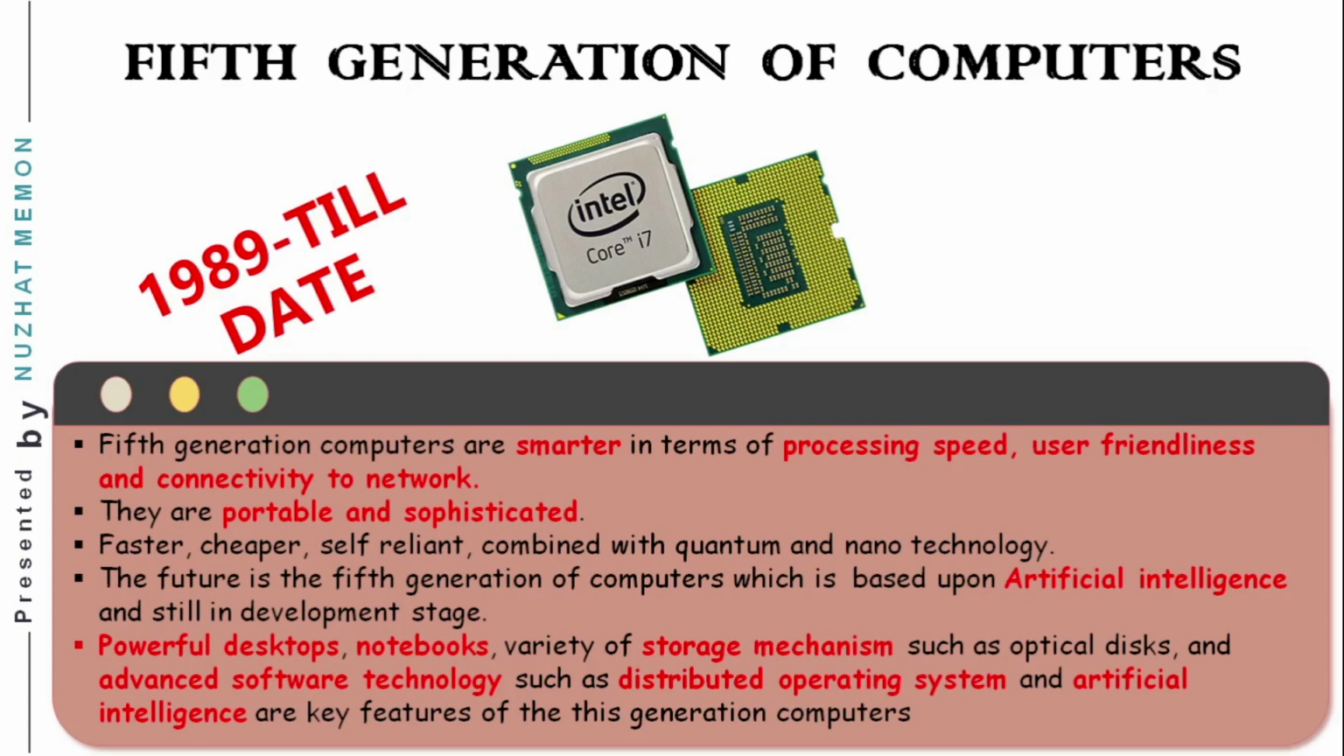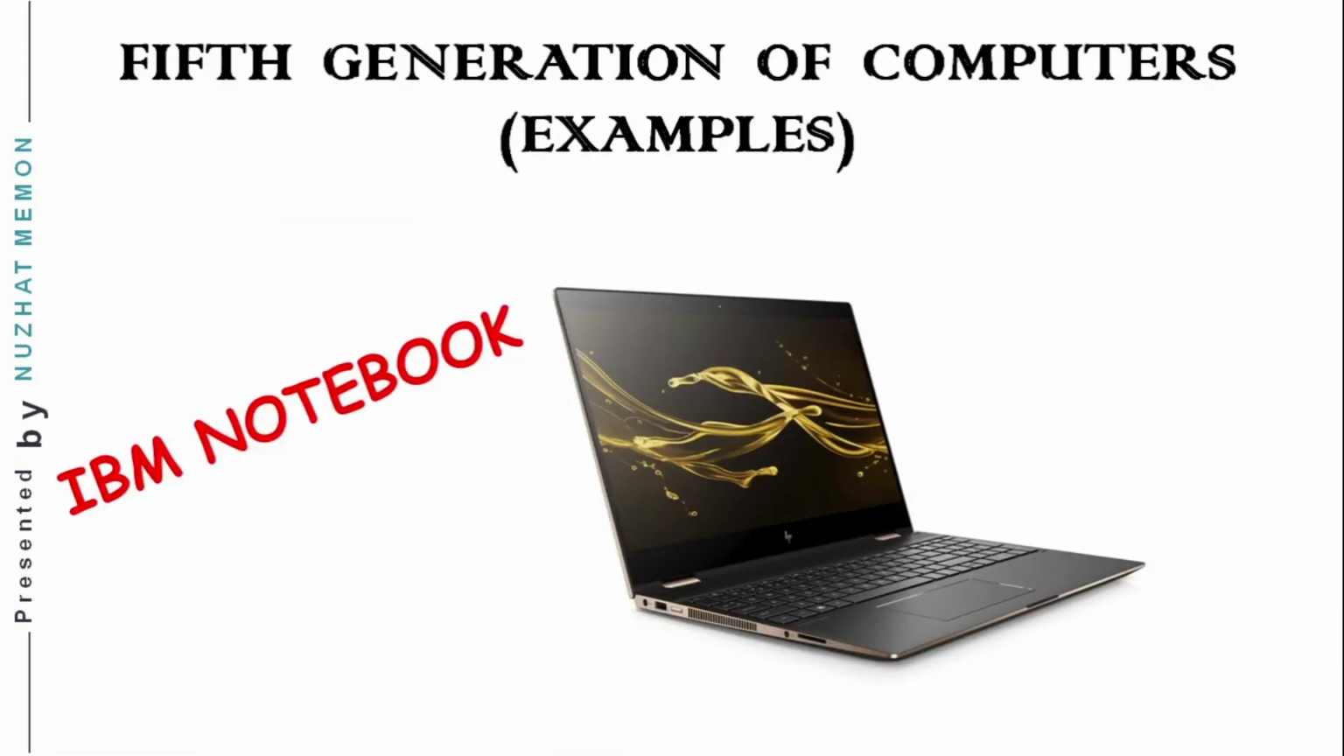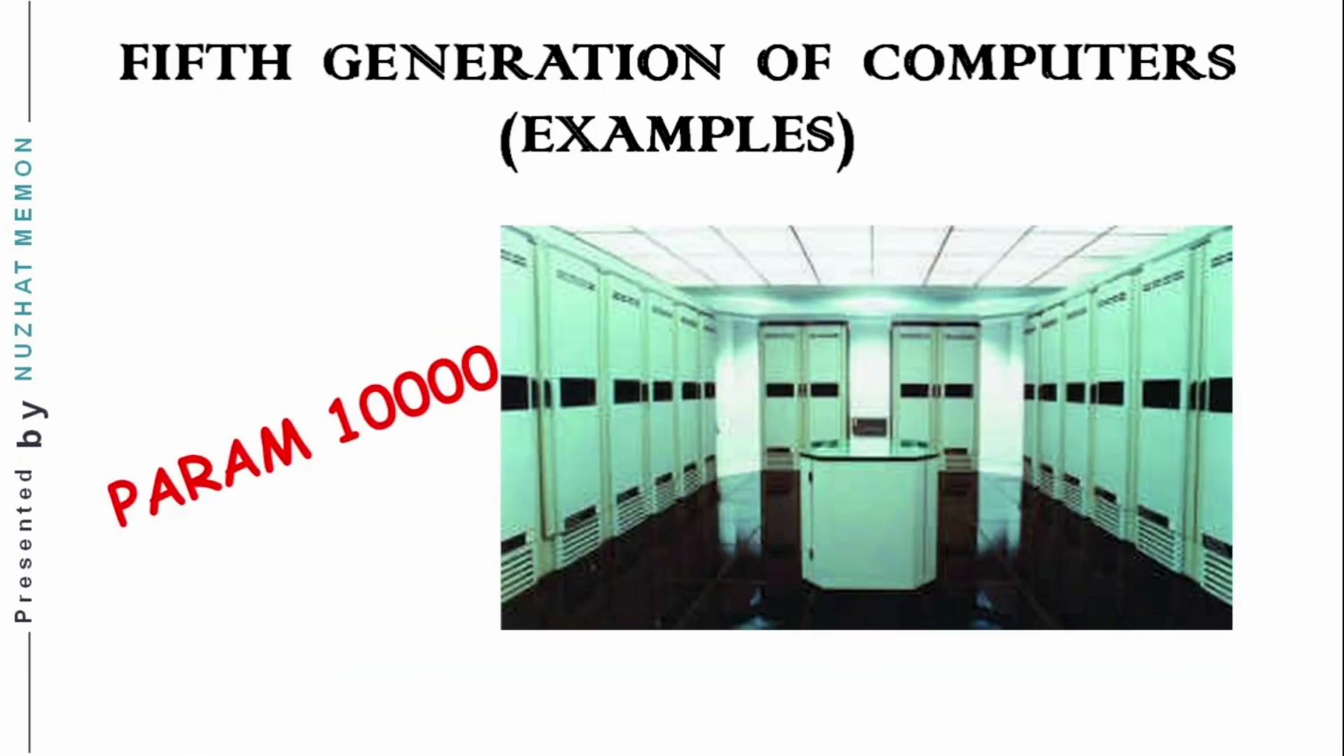Yes, and one more thing I want to add here is, in fourth generation we use VLSI. Similarly, in fifth generation we used ULSI, that is ultra large scale integration. So now let's see the examples of fifth generation of computers. The first example is IBM notebook, then Pentium PCs, and then Param 10,000.